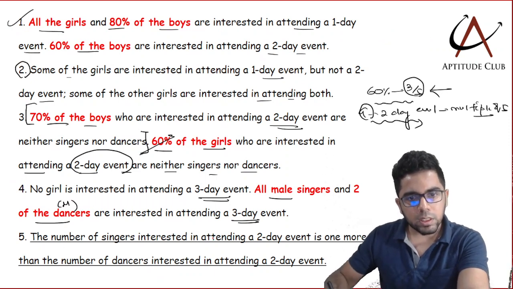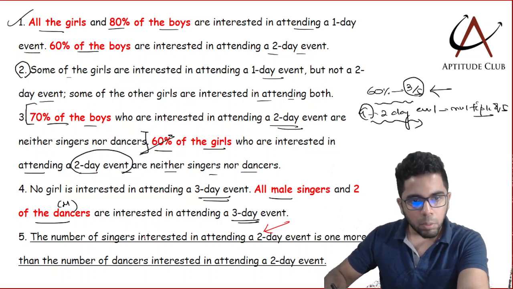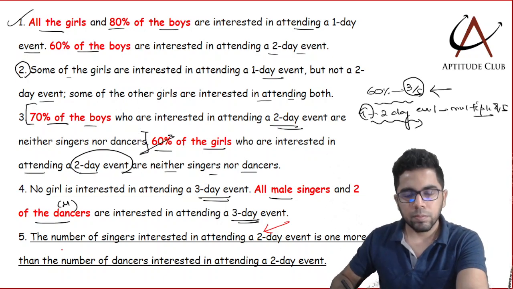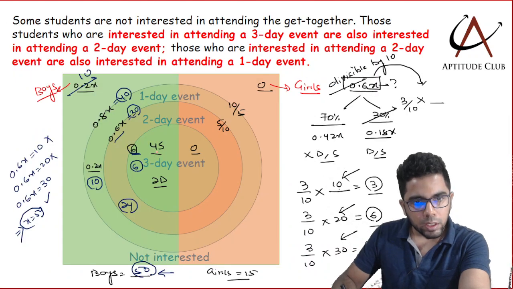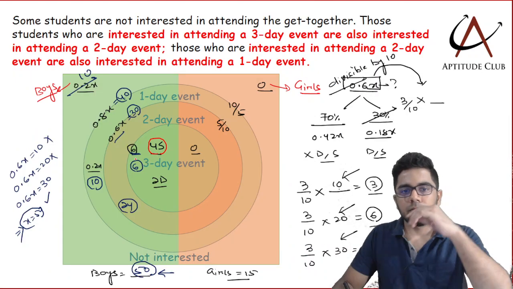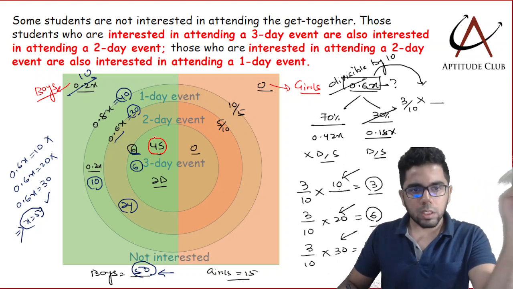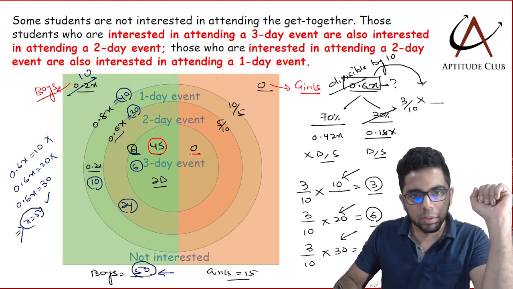The number of singers interested in attending a 2-day event is one more than the number of dancers interested in attending a 2-day event. Now number of singers, if you look at it, here there are 4 singers going to the 2-day event, meaning they are going to the 3-day as well but also to the 2-day. And total male singers are 4, female singers will not go here.